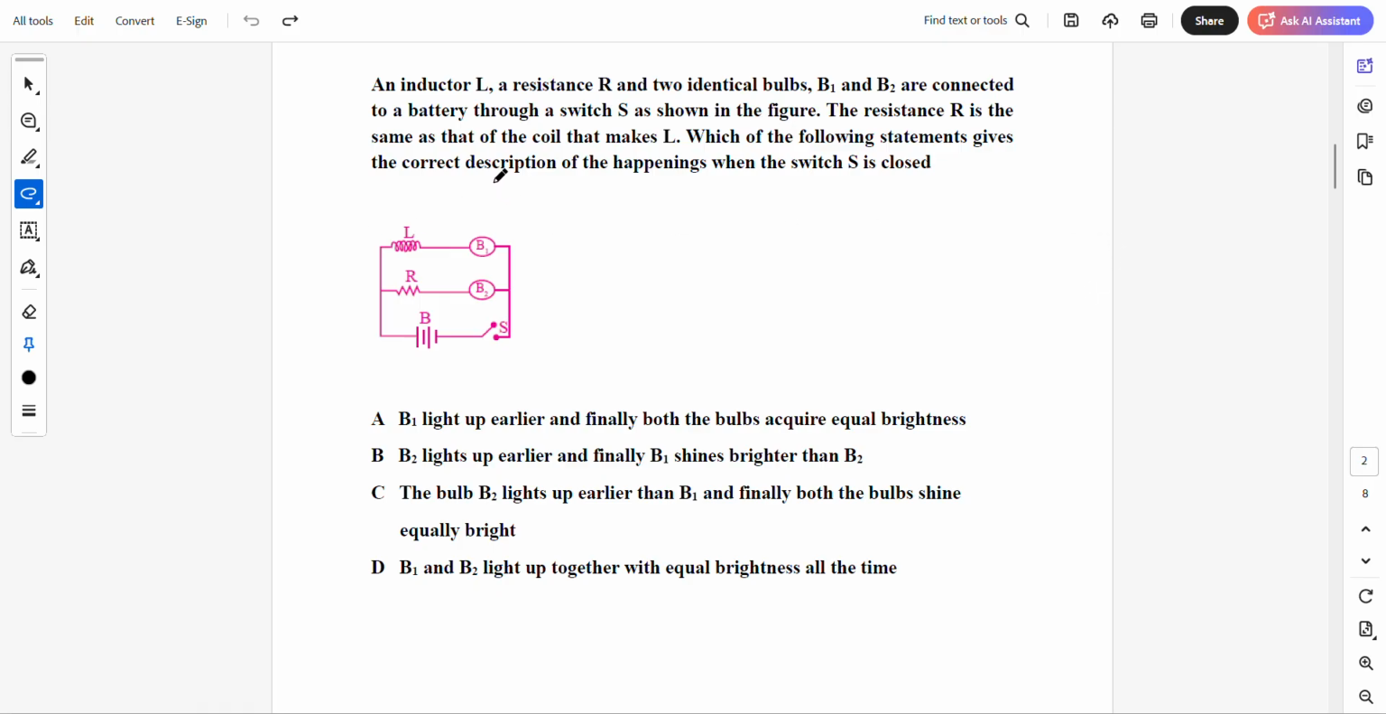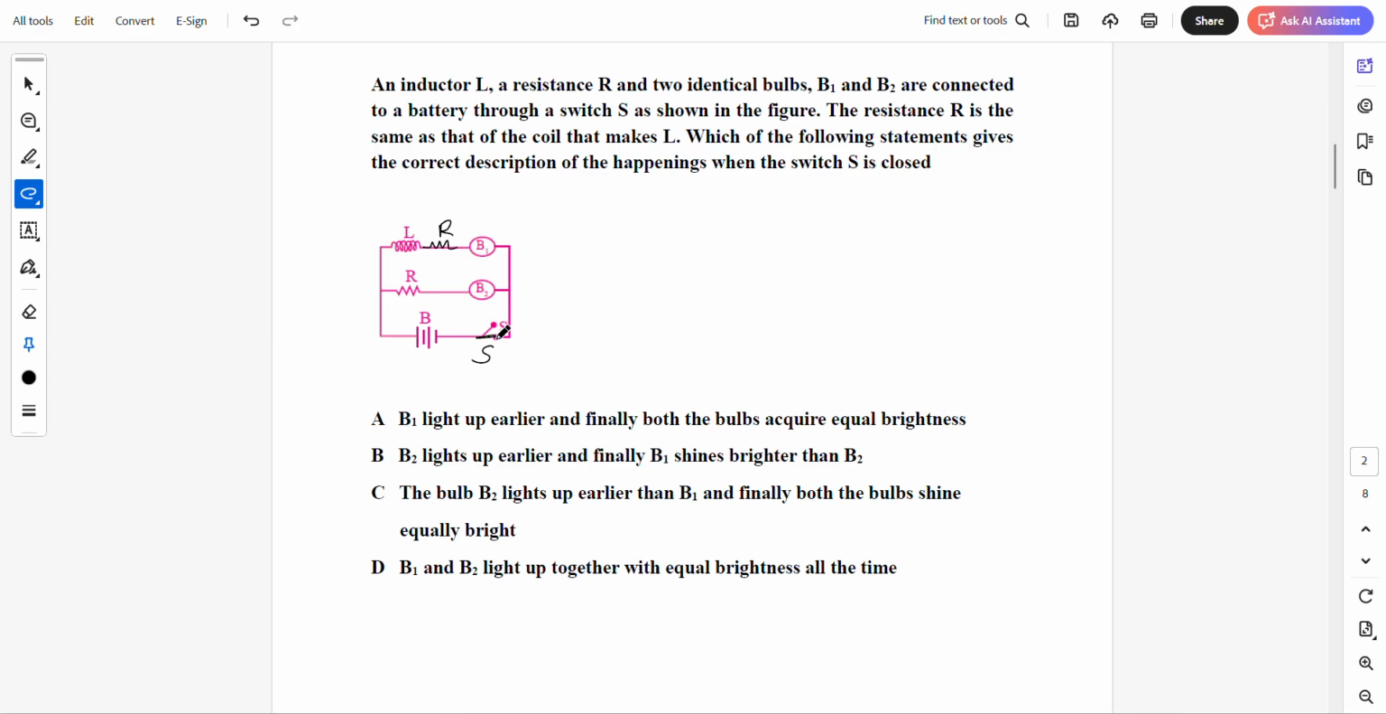The resistance R is the same as that of the coil that makes L. Let us say an R is there here, same as this resistance R. Which of the following statements gives the correct description of the happenings when the switch S is closed? Let us say this switch S is closed. B1 lights up earlier and finally both the bulbs acquire equal brightness. B2... they have given different options.